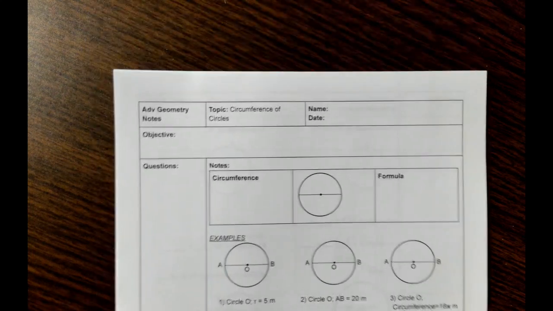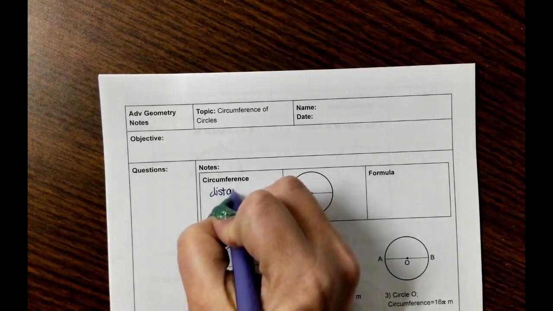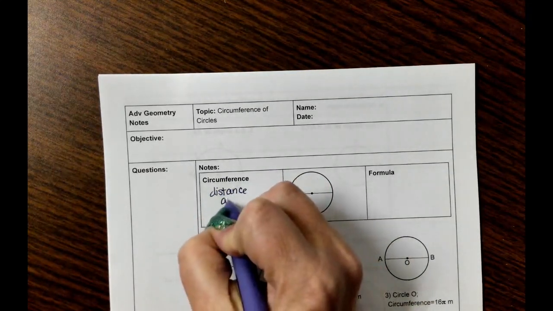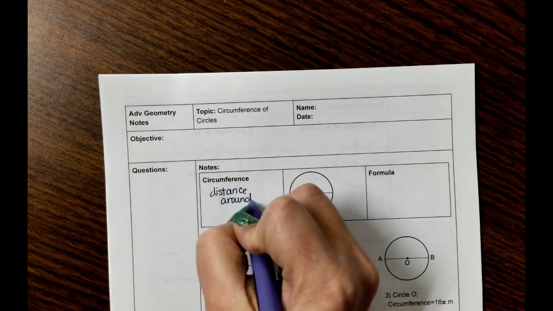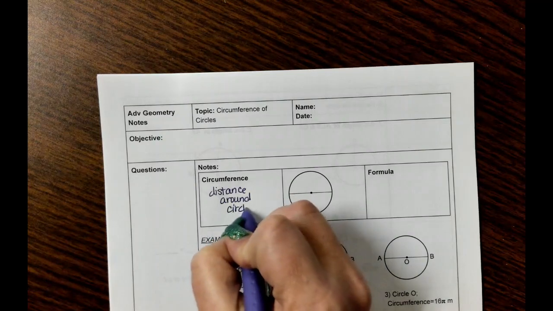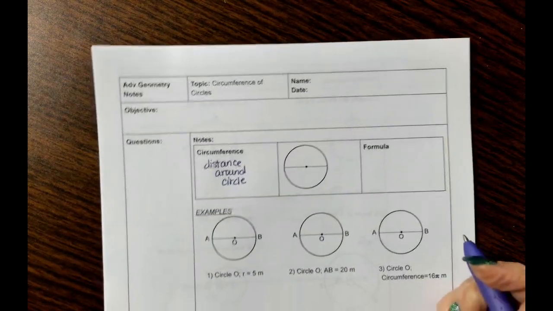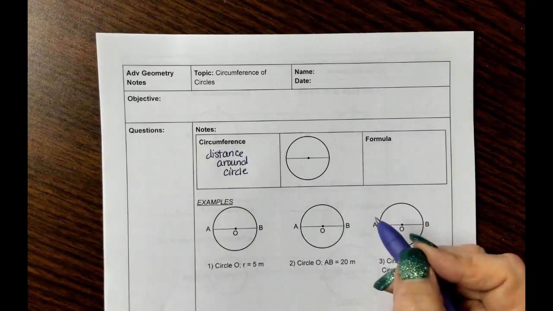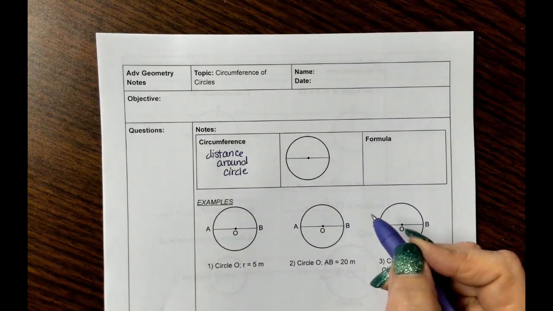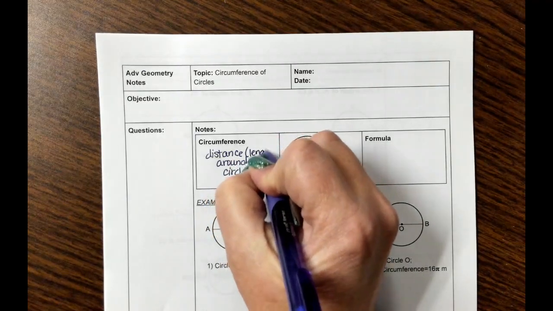So circumference, by definition, is the distance around the circle. It's how much ribbon you would need to go around the plate. It's how much crust you would have on a piece of pizza. The distance around, not 360 degrees. That's the measure. We want to know the length, the distance, or the length around the circle.